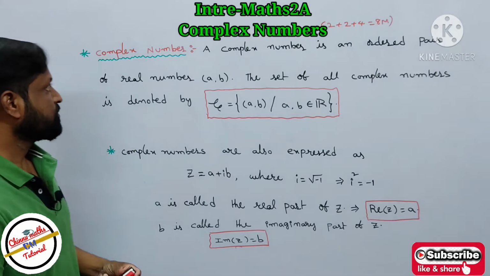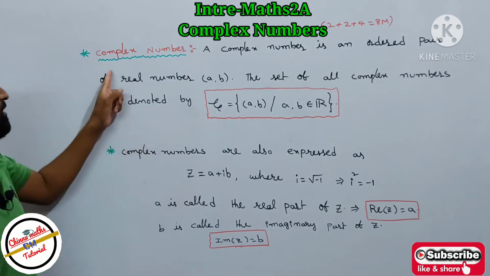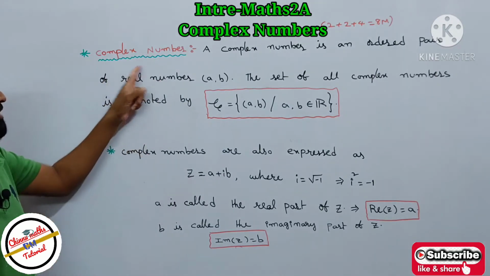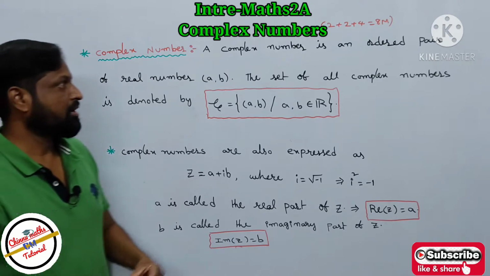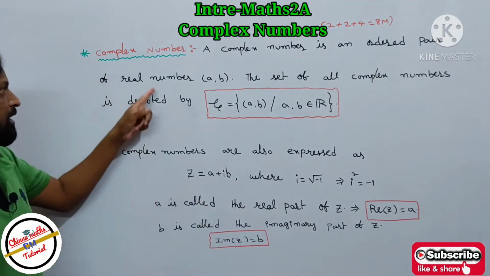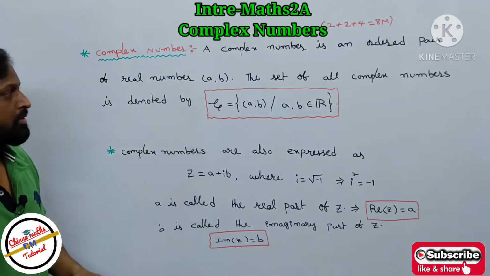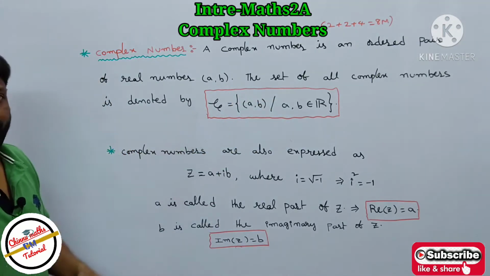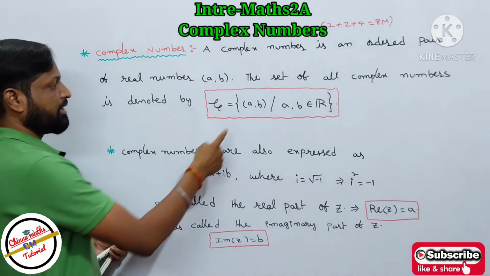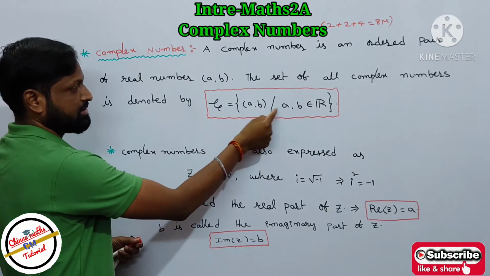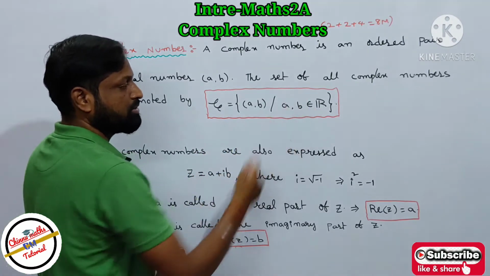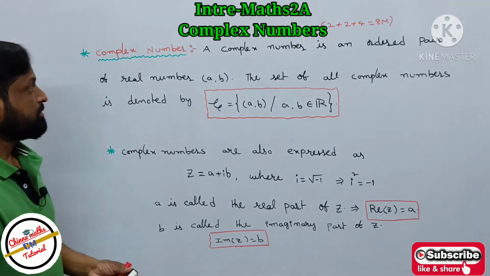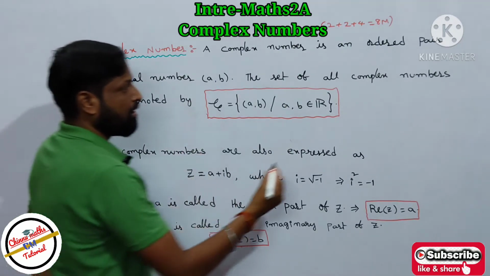Okay, first we discuss the definition of the complex numbers. What is the complex number? A complex number is an ordered pair of real numbers, that is a comma b. Then the set of all complex numbers is denoted by C. Then C can be written as the ordered pair a comma b such that a comma b belongs to the real numbers. So here the complex number is an ordered pair.